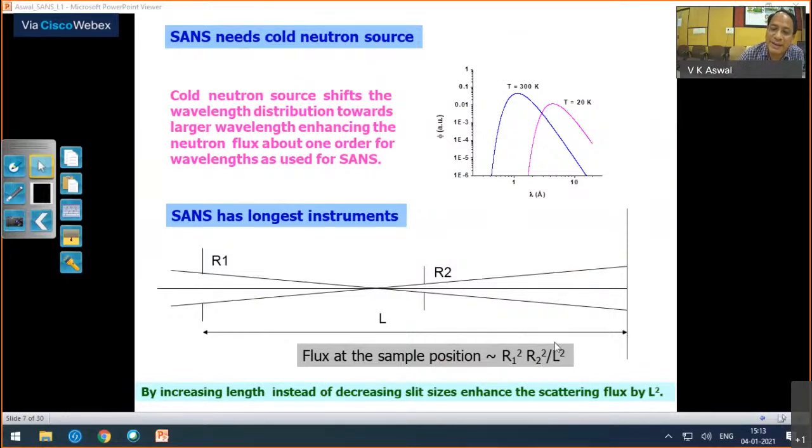But by increasing the length, you can see to get the same smaller angles, you will gain the flux by L square. So what is preferred is longer length, for the same value of low angle. So that is the reason these instruments are long.